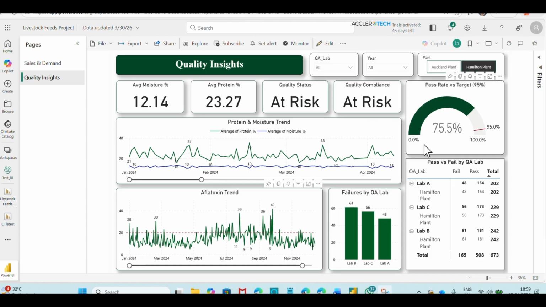Together, these pages connect demand, supply, and quality into a single decision experience. So, we built AI solutions that transform complex data into actionable insight, helping organizations operate with clarity, trust, and agility.